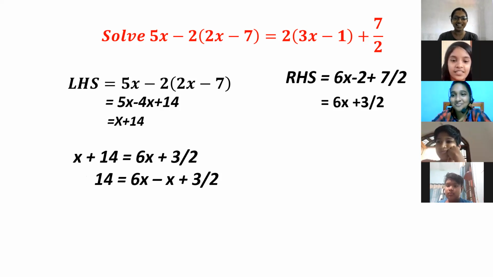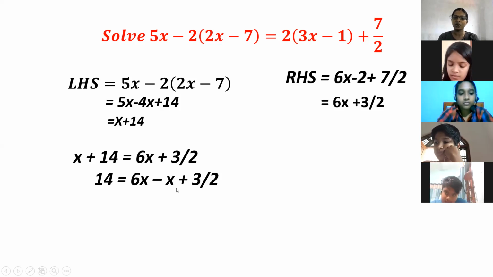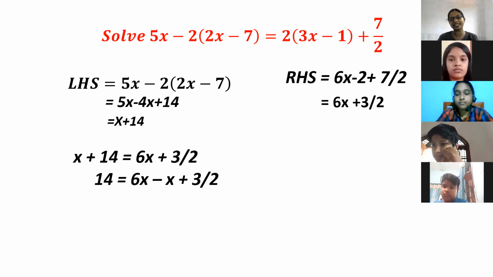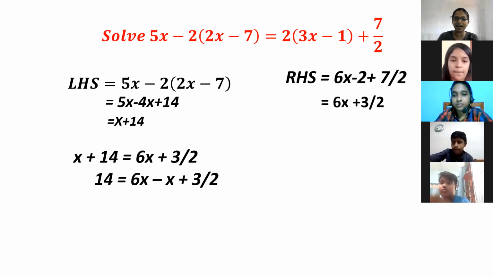Okay, that's fine. Then what was our equation now? Our equation is 14 is equal to 6x minus x plus 3 by 2. Here we have two terms containing x, that is 6x minus x. What is 6x minus x? What is 6 minus 1? 5. Then what is 6x minus x? It is 6x minus 1x. 1x is x itself. Okay, it is 5x.